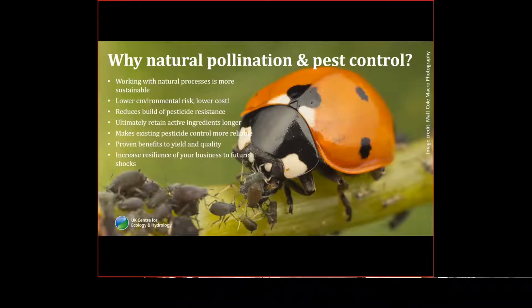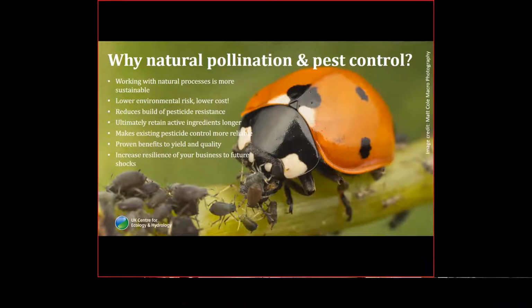And it's going to be a lower environmental risk and lower cost ultimately, especially if the price of pesticides rises, if there's any form of taxation on pesticides, we're going to very much need to rely on that natural pest control. Also, clearly, it's going to maintain the actives we have because it will slow resistance build up and allow farmers to keep the actives longer. If you get it right with conventional pesticides, it should make them more reliable in the longer run.